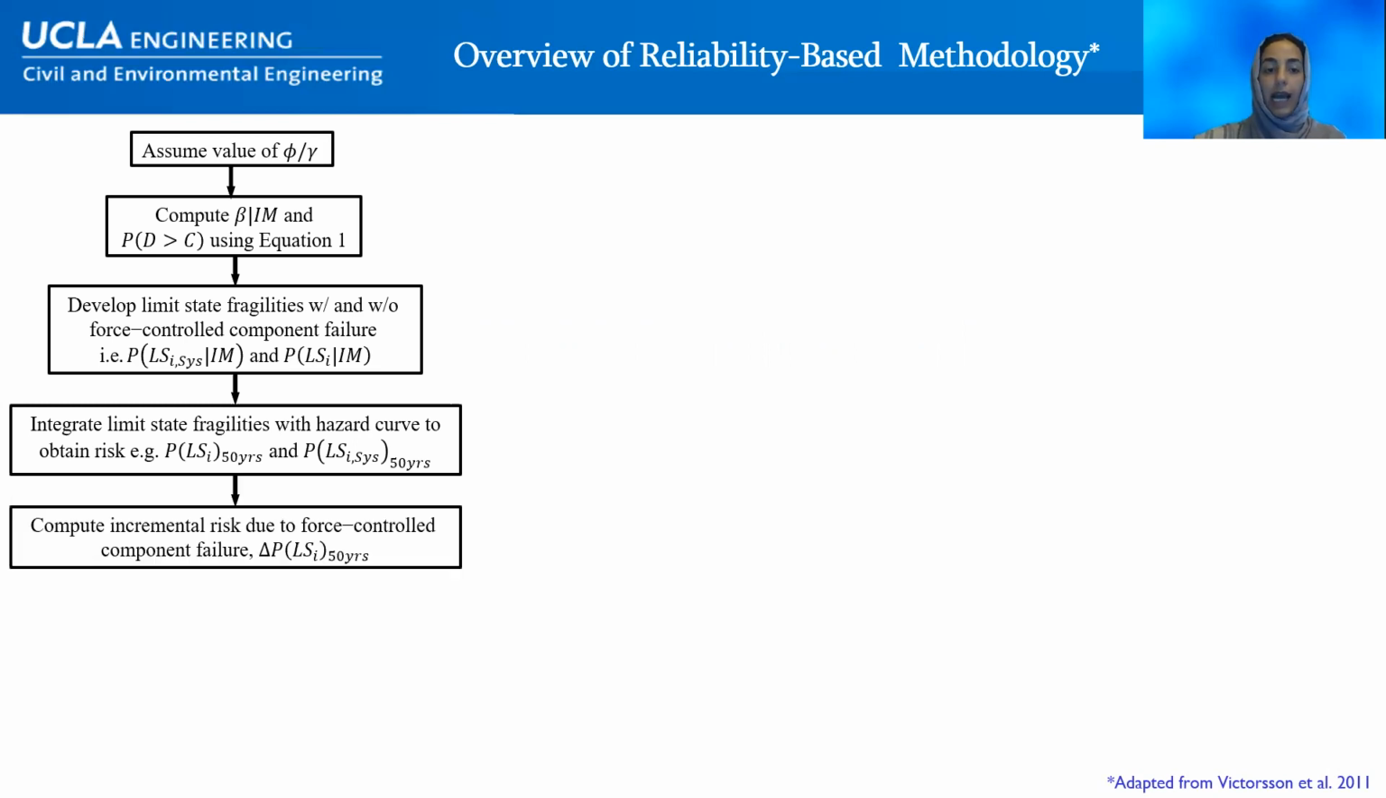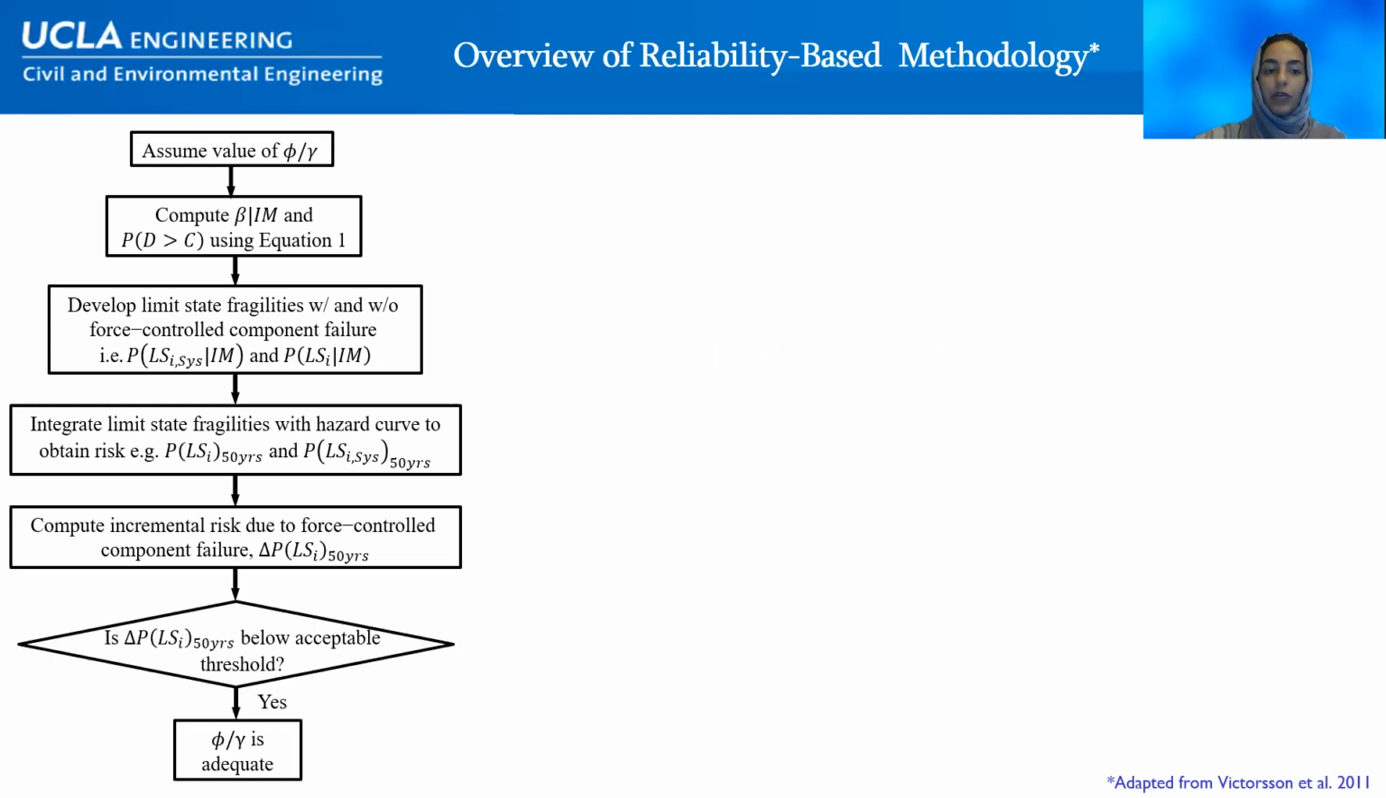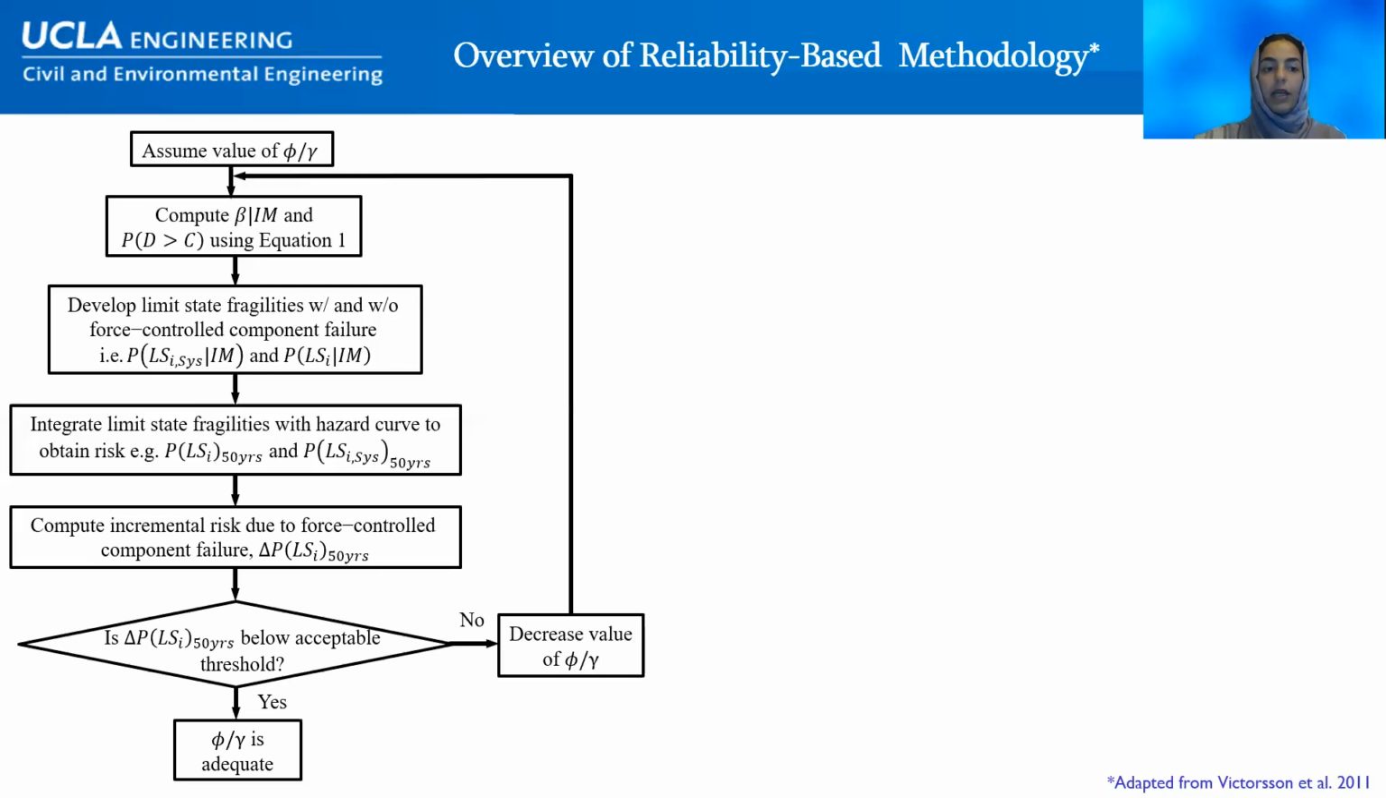The incremental risk added by the force control component is used as the basis for determining the appropriate load and resistance factor ratio. If the total or added risk is below a predefined threshold, the resistance to load factor ratio is deemed acceptable. Otherwise, the resistance to load factor ratio should be decreased and the process is repeated.